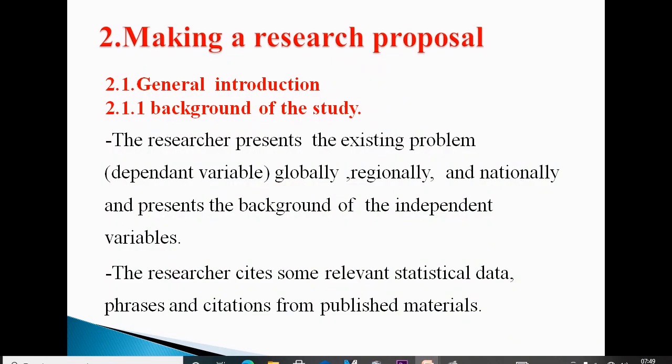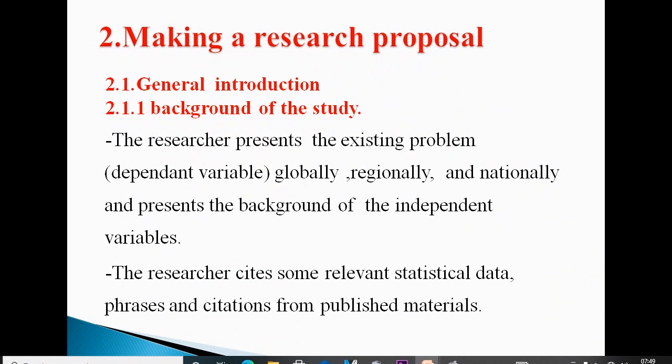When you finish choosing the topic, you move on to writing the research proposal. The research proposal must have three main parts. Number one, there is the general introduction. Number two, there is the literature review. And number three, there is the research methodology.